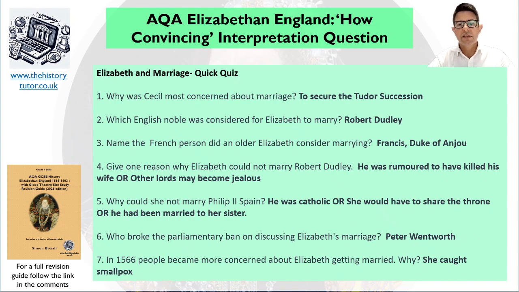Leicester, or Dudley as he's known, was not necessarily a great candidate to marry, although he did propose to Elizabeth eventually with his spectacular events at Kenilworth Castle, but Elizabeth rejected him.